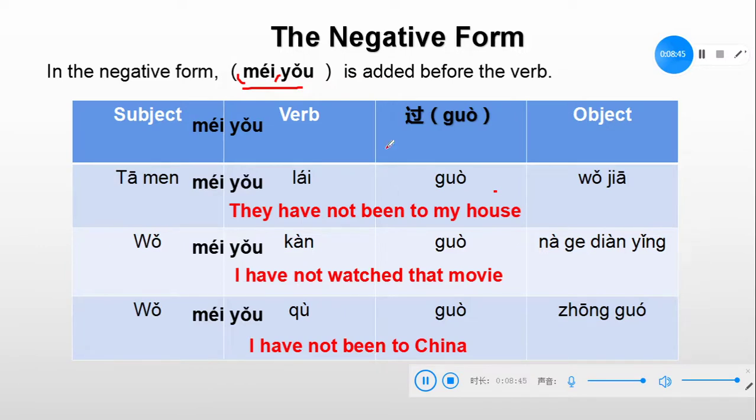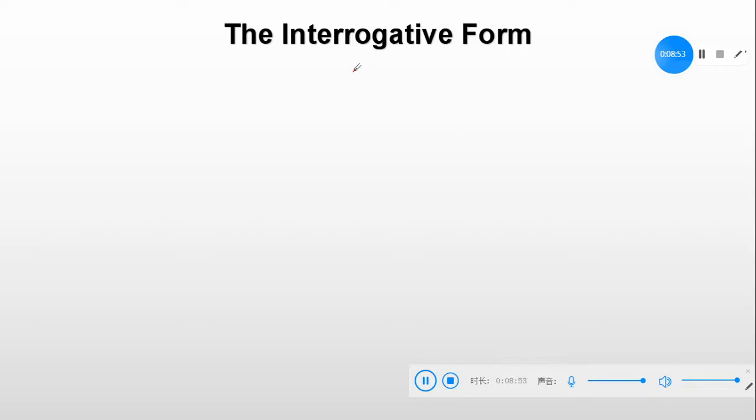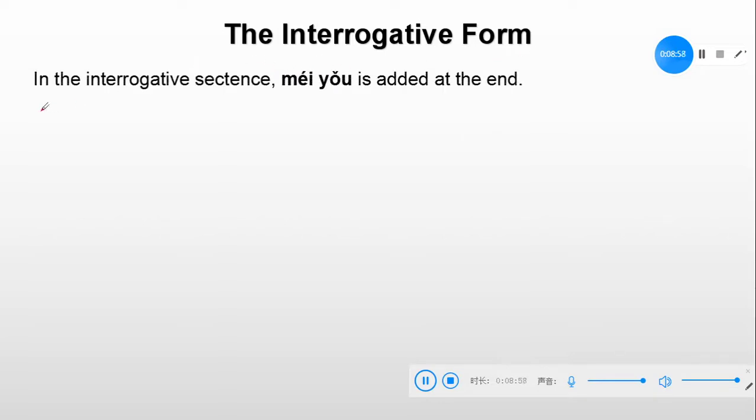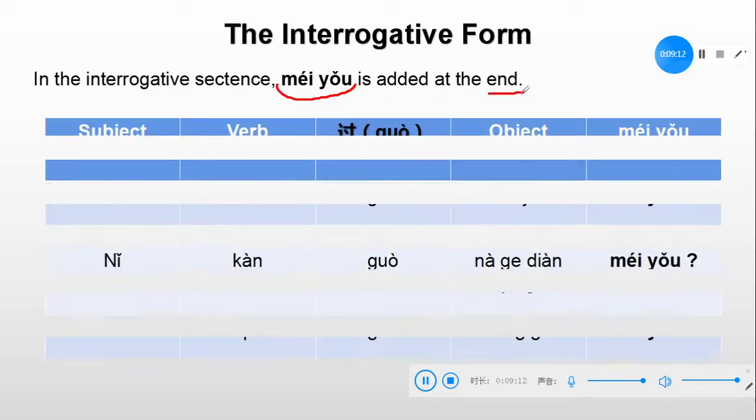Alright, that's all for the negative form. Now there's another form left, which is the interrogative form, or we can say the question form. Here in the interrogative sentence, 没有 is added at the end. See, we still use 没有, but this time we don't put 没有 before the verb.